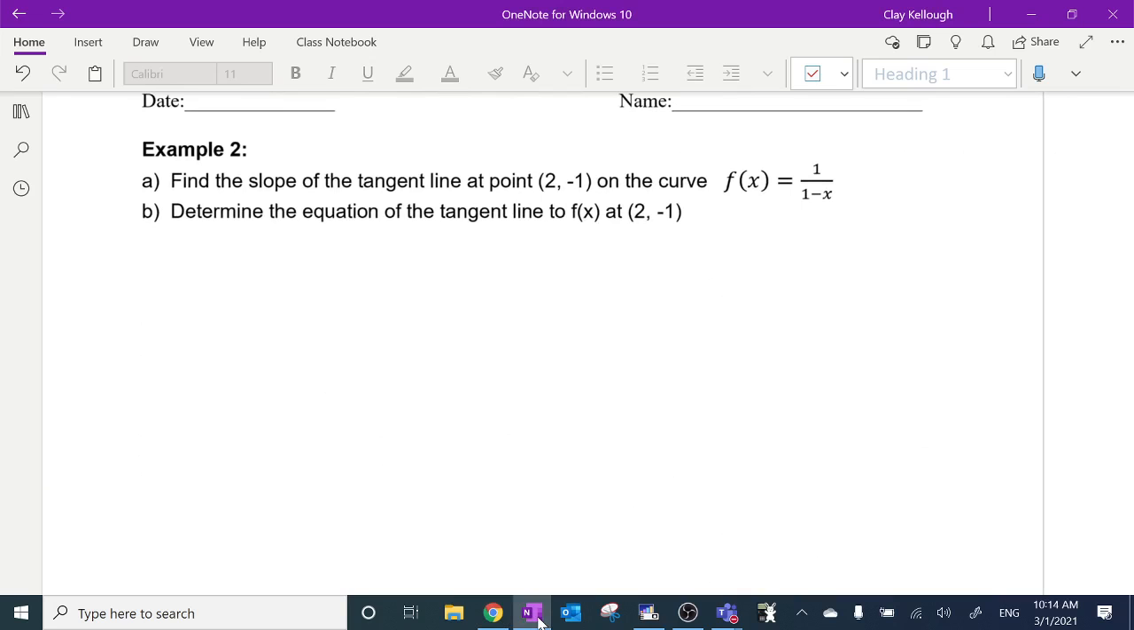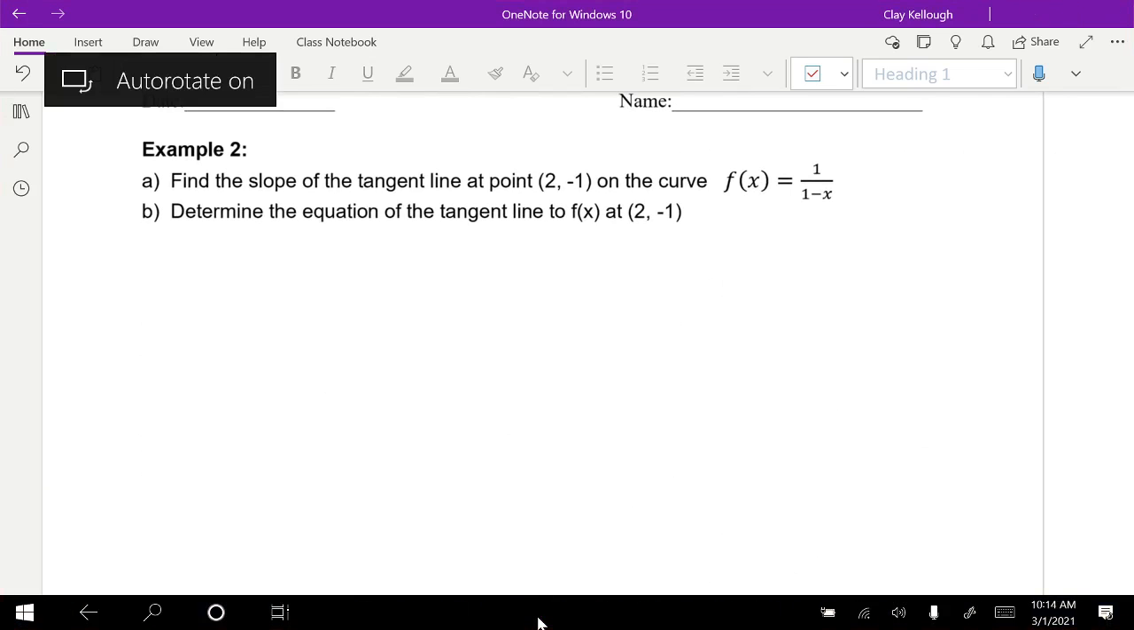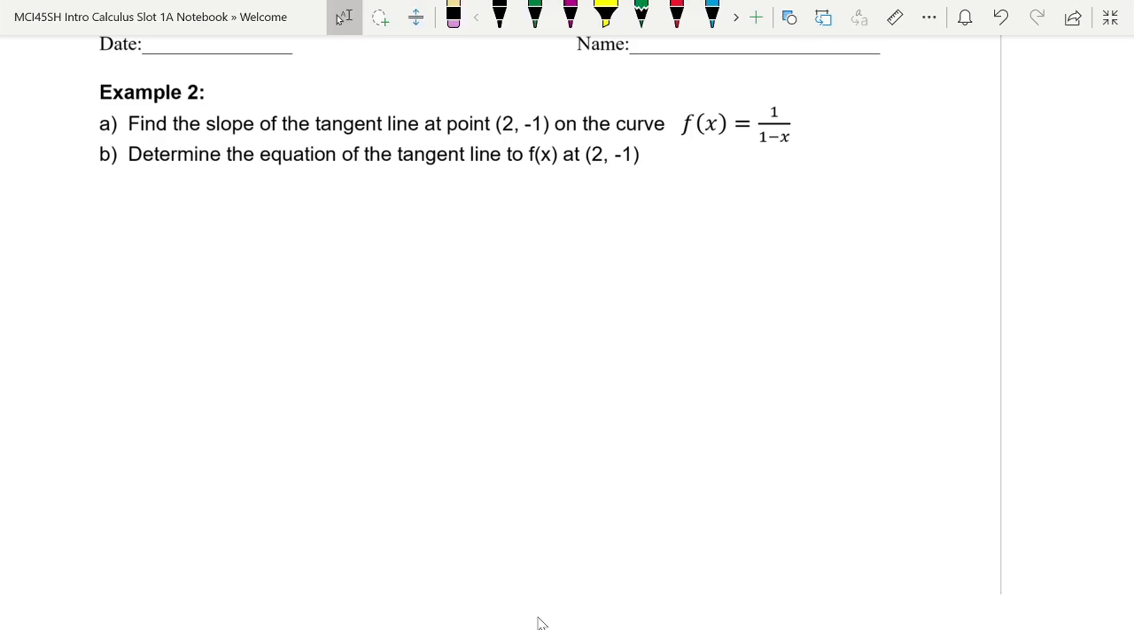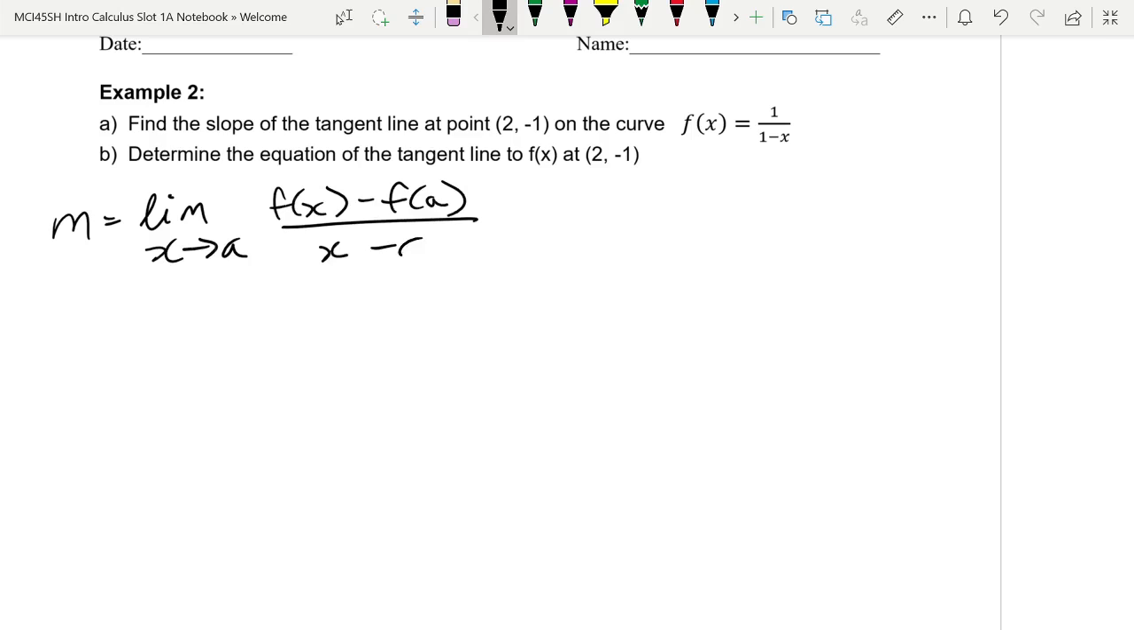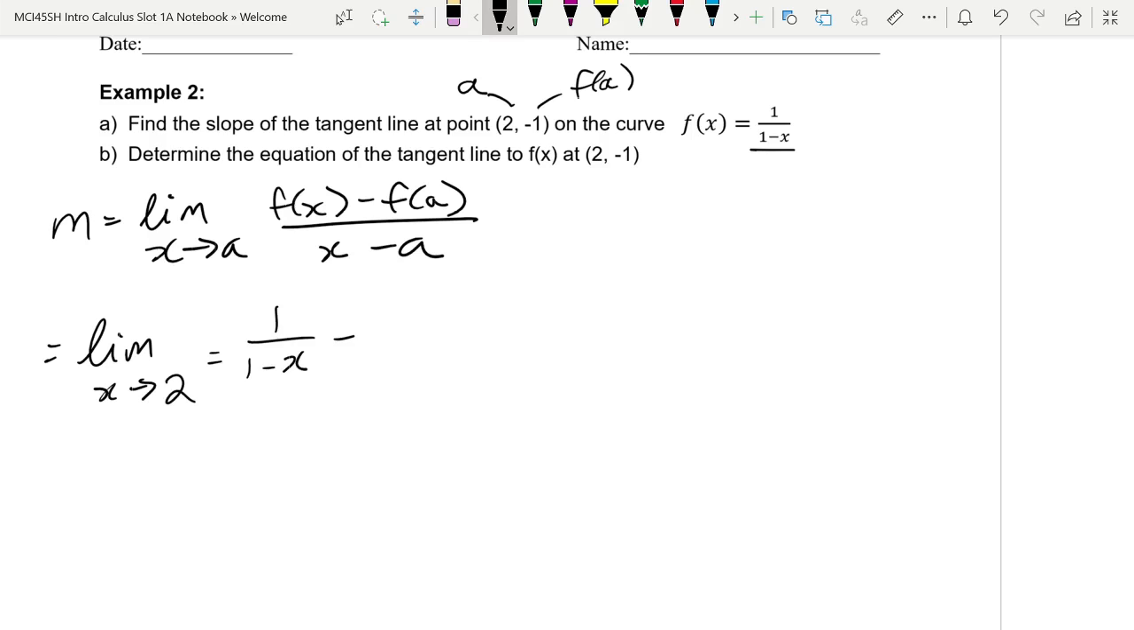Find the slope of the tangent at the point 2, -1 on the curve f of x equals 1 over 1 minus x. Okay, so this is a curve that is not going to be a parabola. I still use the same formula though. The slope is the limit as x approaches a of f of x minus f of a all over x minus a. And that's going to equal the limit as x approaches, okay, so this will be a and this will be f of a. So x is approaching 2, that's an a. And f of x is just the function itself, so that's 1 over 1 minus x. And f of a we actually know is negative 1.